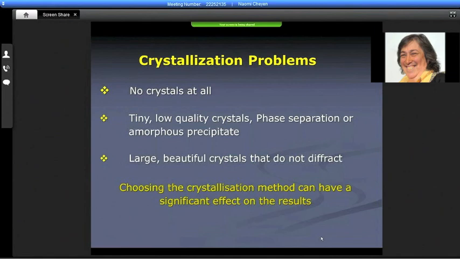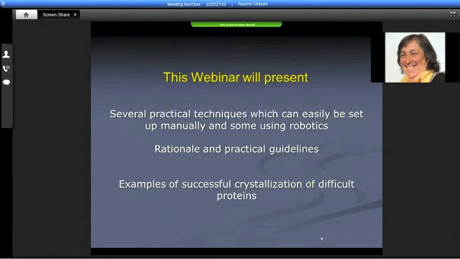In the first place, for those of you who have just joined in here, I'll just reiterate some of the things I've said. The main problems for crystallizers are no crystals at all, tiny low quality crystals, or phase separation or just precipitate, and large beautiful crystals that either diffract poorly or don't diffract at all. And choosing the crystallization method can have a significant effect on the result.